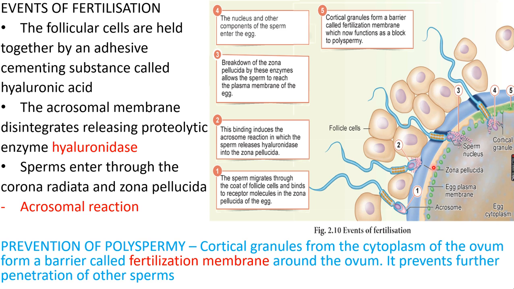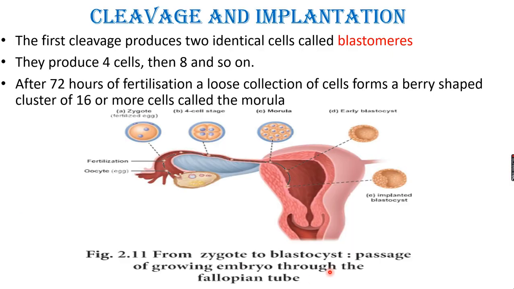Then immediately there is a formation of the fertilization membrane. Cortical granules form a barrier called the fertilization membrane. What is the reason for this? When this particular sperm enters and its nucleus is inside the ovum, immediately this green-colored fertilization membrane forms as a coat. It does not allow the entry of any other sperm, so it prevents polyspermy. Many sperms are not allowed to enter a single ovum. So cortical granules from the cytoplasm form a barrier called the fertilization membrane around the ovum, which prevents further penetration of sperm.